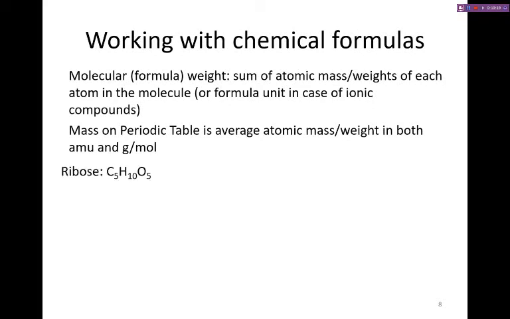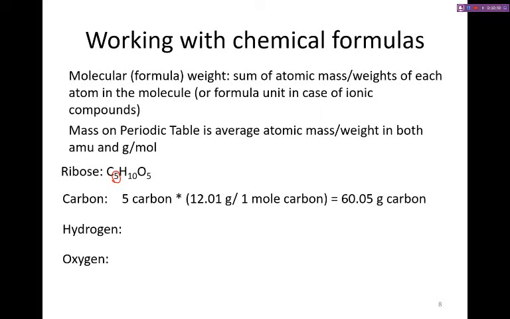So if we wanted to calculate the molecular weight for ribose, one way you could do this is split it up into each component element and then take the number of a given element within a compound, multiplied by the molar mass of said element from the periodic table. That looked like the following. For carbon, we have 5 carbon atoms per molecule. Each carbon weighs 12.01 grams per mole. When we multiply those together, we get that the total mass of carbon in ribose is 60.05 grams.